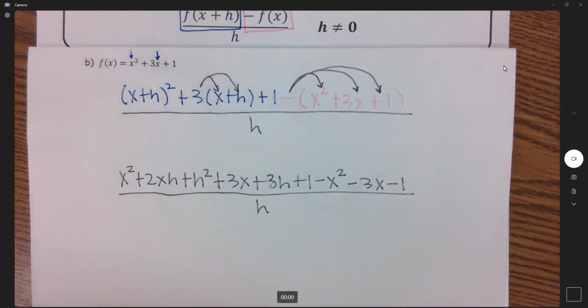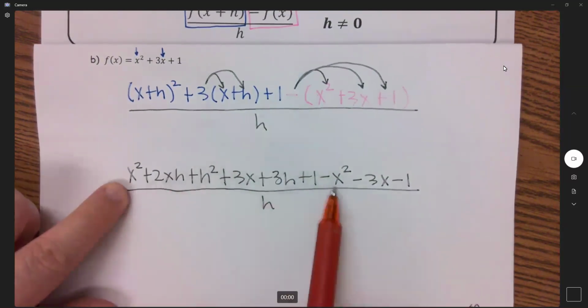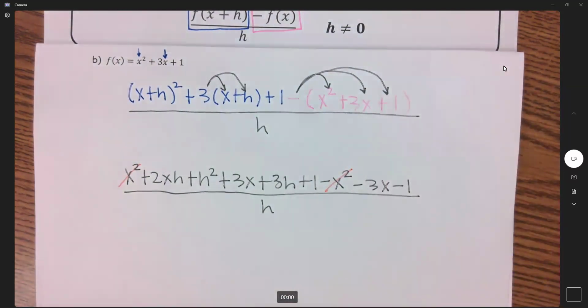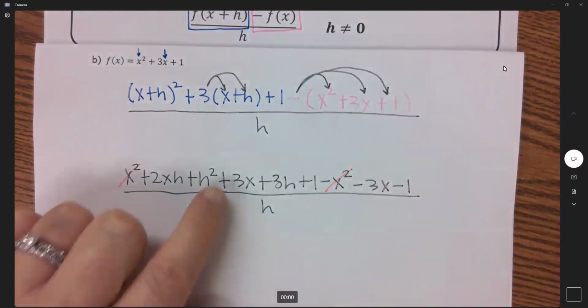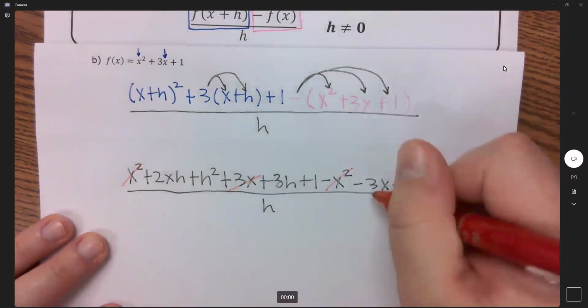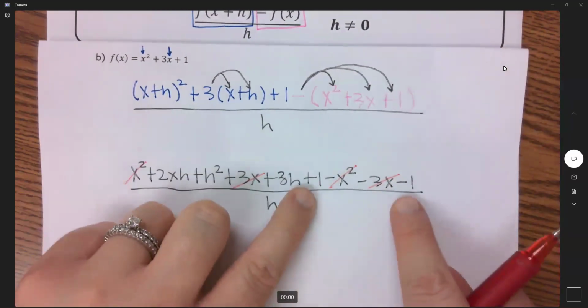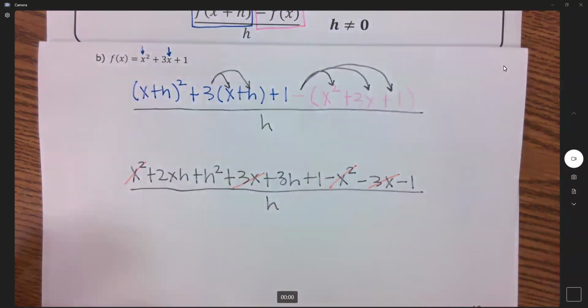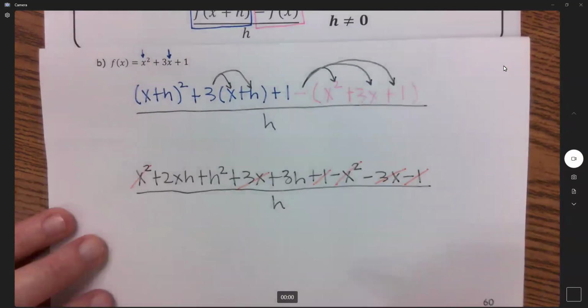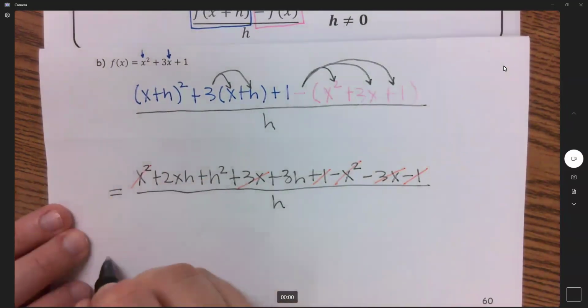Okay, once we have fully evaluated the top, things should start canceling out. If things don't cancel out, we have done something wrong somewhere. So we have a positive and a negative x squared. What else do we have? A positive 3x and a negative 3x. And a positive and a negative 1.